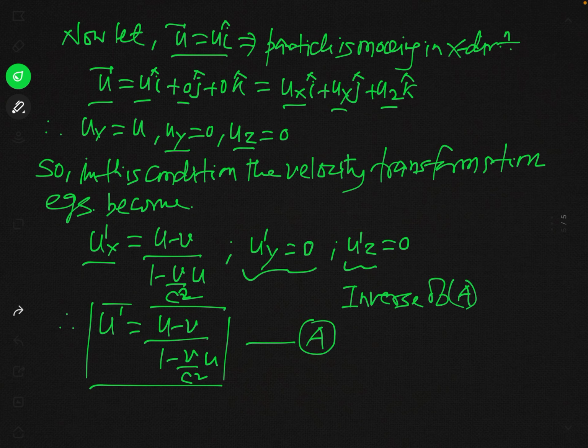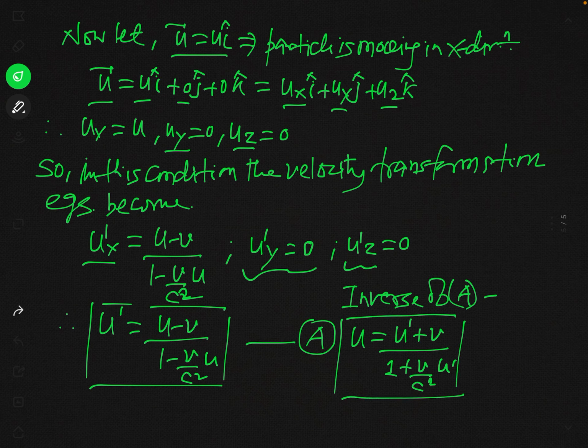inverse of this velocity transformation equation A will be what? This will be u equal to u prime plus v, because v is now minus, so minus minus will be plus, and in the denominator again you can see this v is minus, so here will be plus v over c square into u prime. So this is actually the inverse transformation equation for the velocity of the particle in one dimensional motion, that is for a particle which is moving in the positive x direction.